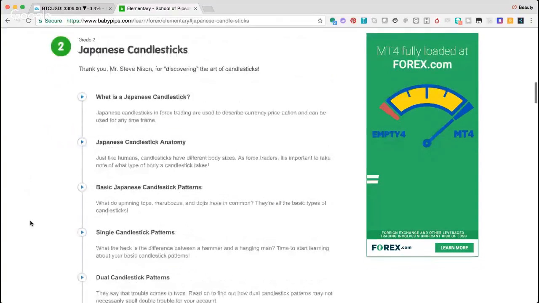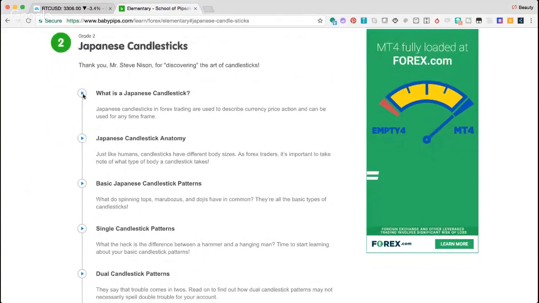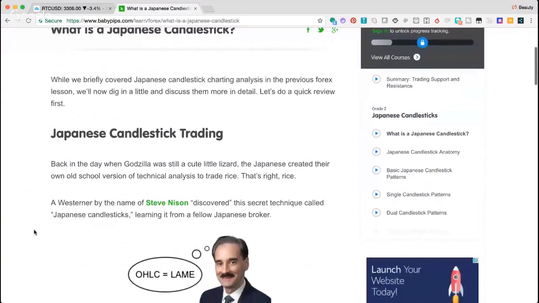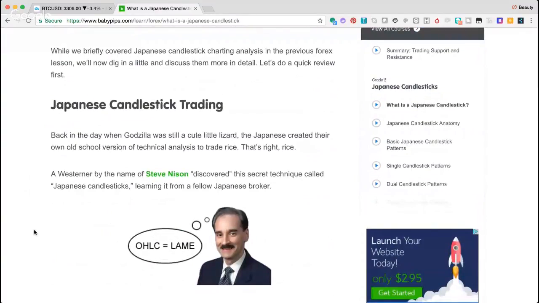But here we go. All right, the first module will be, what is a Japanese candlestick? Japanese candlesticks in Forex trading are used to describe currency price action and can be used for any time frame. Well, let's go ahead and get into the lesson. While we briefly covered Japanese candlestick charting analysis in the previous Forex lesson, we'll now dig in a little and discuss them in more detail. Let's do a quick review first.